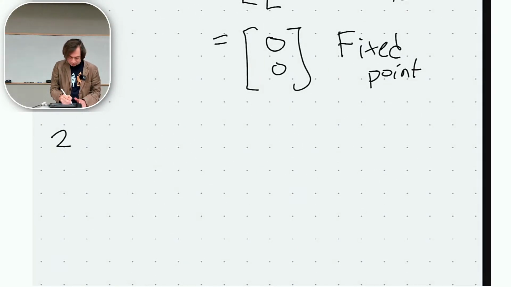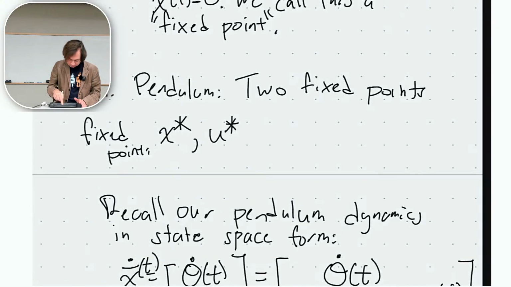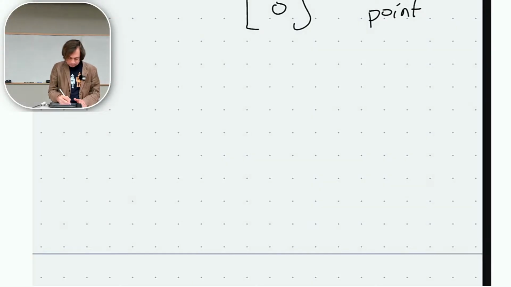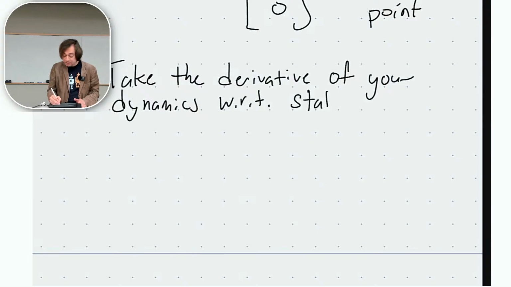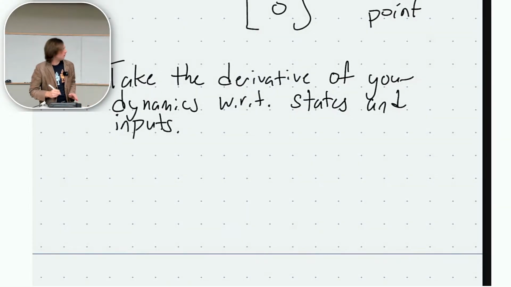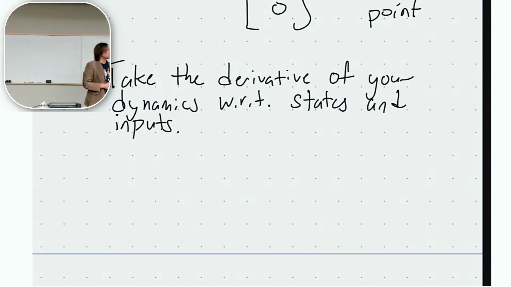Okay, so step 2: take the derivative of your dynamics with respect to states and inputs. Okay? We're used to taking derivatives with respect to time, right? Now we're taking derivatives with respect to states and inputs. This is going to introduce a cool new term that might be new for some of you.